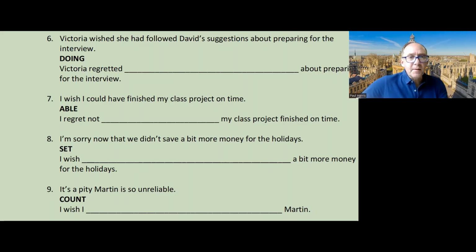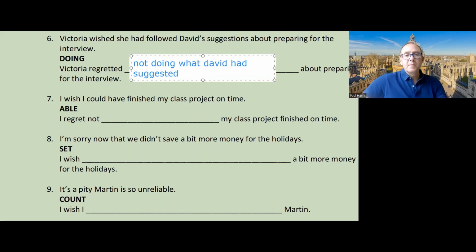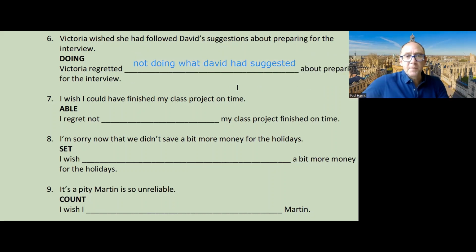Okay, so let's see what we can write here. So Victoria regretted not, because we already know that we have to write something with a negative. So not doing what David had suggested about preparing for the interview. Let's just look at this a little bit closer. We've got suggestions here that will definitely give us the verb. And we're definitely talking about something in the past, hence the past perfect. So Victoria regretted not doing what David had suggested about preparing for the interview.